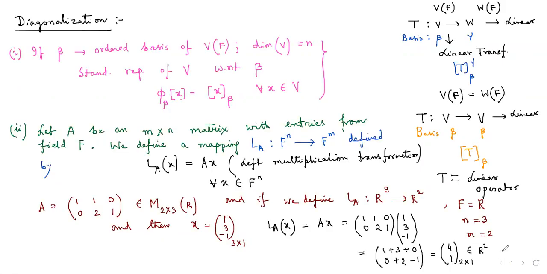Sir, in the previous page, in the calculation part, won't it be 0 plus 6 minus 1? Oh, yes, yes, the second row. Sorry, it's my mistake. It would be 0 plus 6 minus 1. So that would be 5.